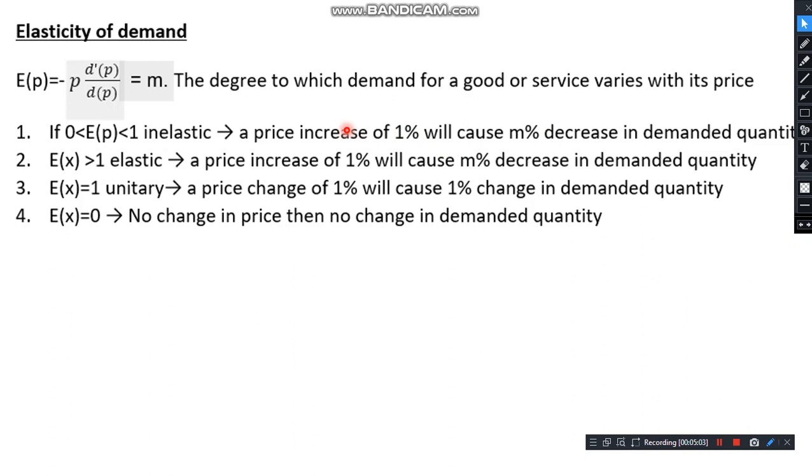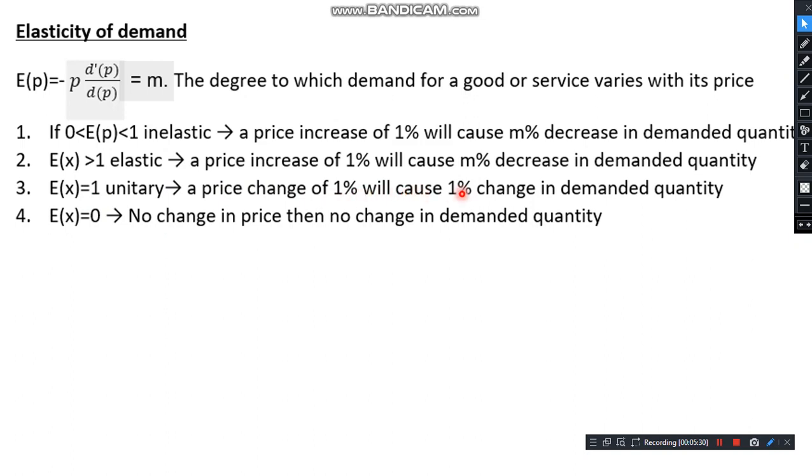This is not much. Why? Because if we increase the price by 1%, the demand will decrease only by something less than 1%, because here E(x) is between 0 and 1. This is called inelastic. However, if E(x) is bigger than 1, it's elastic. It means if you increase the price by 1%, it will cause more than 1% decrease in demanded quantity.